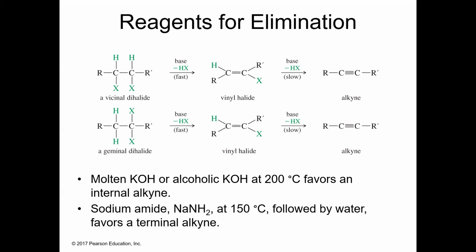you can use molten KOH. Okay, so take KOH pellets and you heat them to about 200 degrees Celsius so that they melt. It's also called fused KOH. Or you can do alcoholic KOH, KOH dissolved in ethanol at 200 degrees. That's going to favor an internal alkyne. Okay, sodium amide, which is a much stronger base at 150 degrees Celsius, okay, followed by water, favors a terminal alkyne.